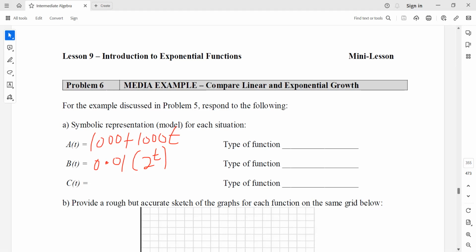Now what about C of t? I think that I didn't read that, but that is also there. It says take, oh yeah, I did read it. Yeah, take 30,000 and go. So that is a constant. So it's a constant function. So this is linear. This is expo. And this is linear or constant.